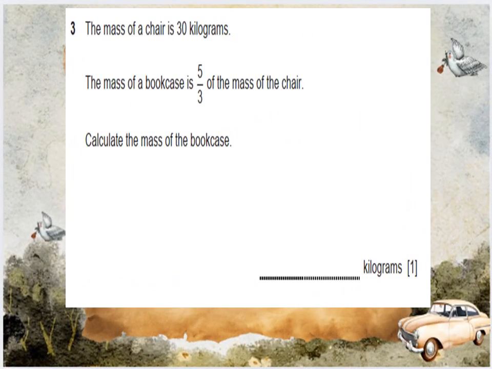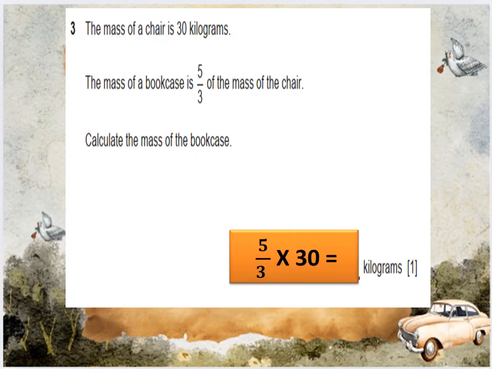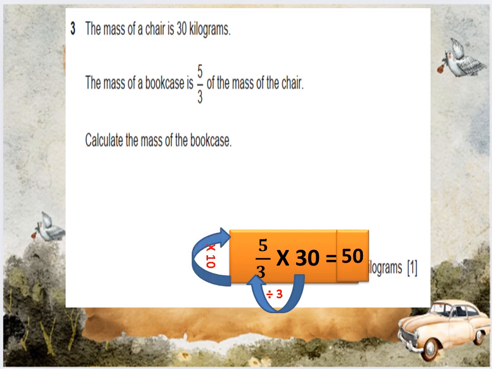The mass of a chair is 30 kilograms. The mass of a bookcase is 5 over 3 of the mass of the chair. So it means 5 over 3 of 30. How can I answer such a question? As you know, once we have a fraction and a whole number, it's a fraction of a whole. So we start by dividing 30 by 3. The answer will be 10. Then we multiply 10 times 5. So the final answer will be 50.